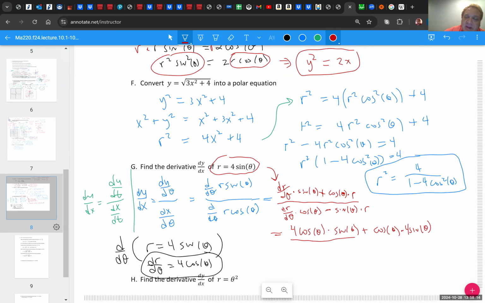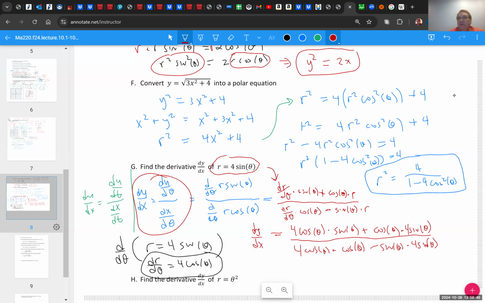On the bottom, I have dr d theta, which is our 4 cosine theta, times cosine theta, plus, no, minus sine theta times r, and r is 4 sine theta. And this is what dy dx is, right? Dy dx is given by this formula right here, which we did.